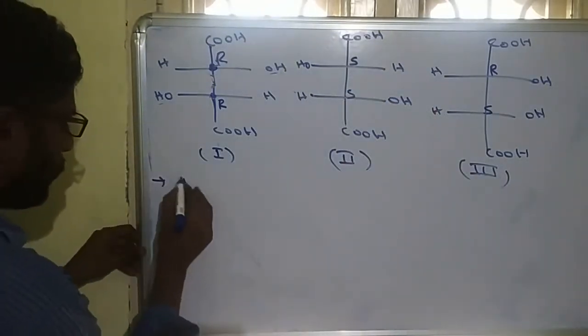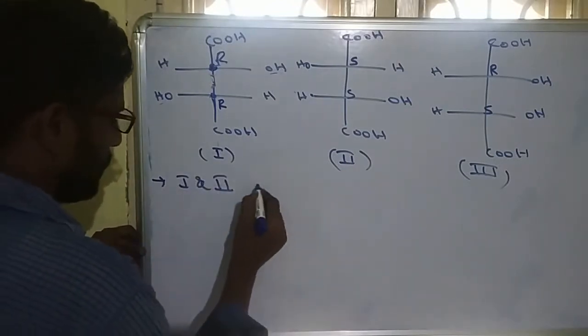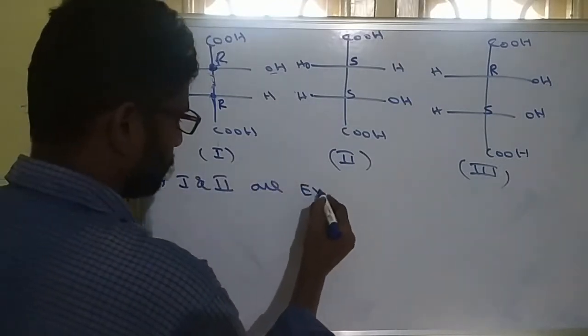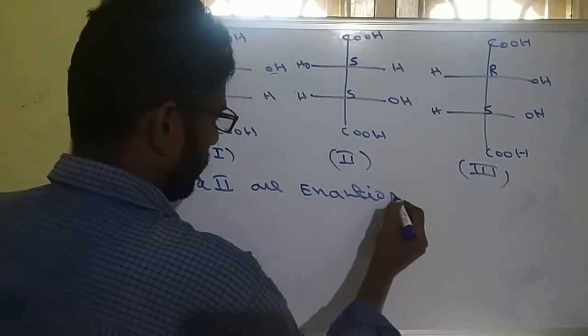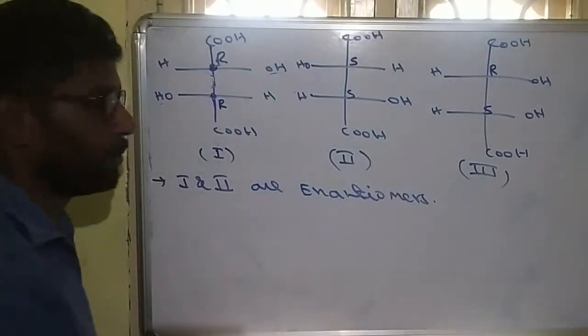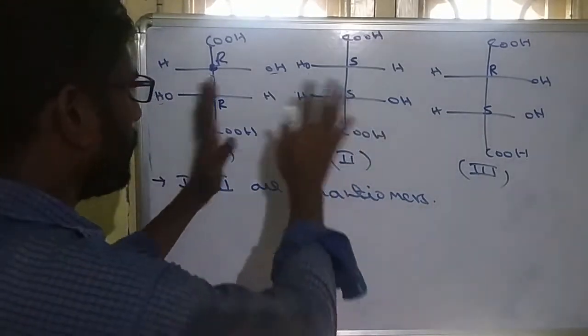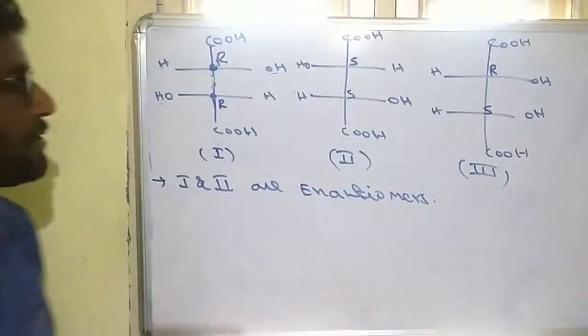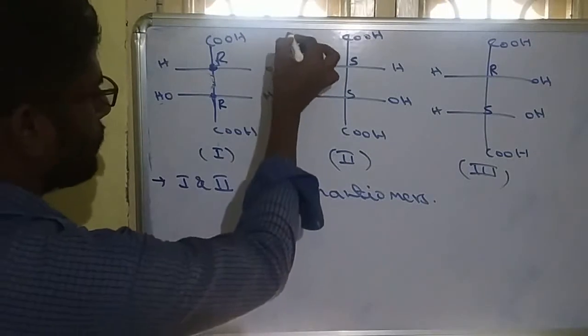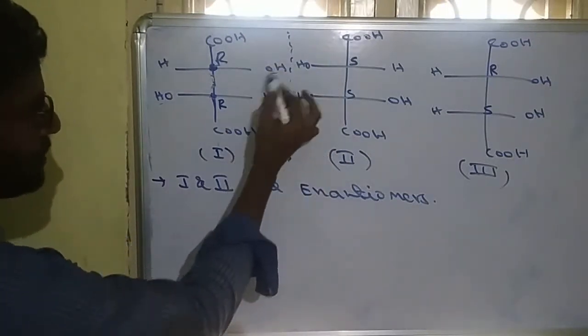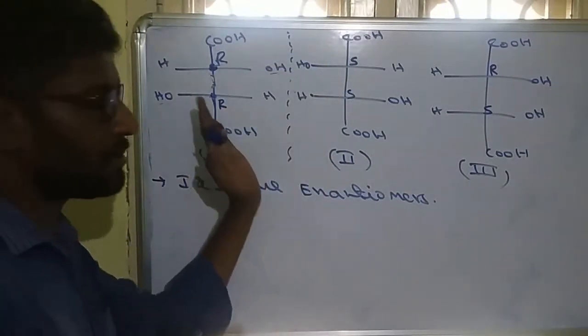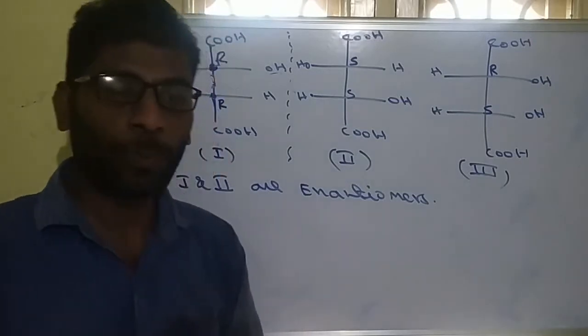So here 1 and 2 are called enantiomers. What are enantiomers? Any molecules which are mirror images of each other. See these two molecules, are both mirror images or not? OH, OH, H, H, these are mirror images. And these mirror images are non-superimposable.